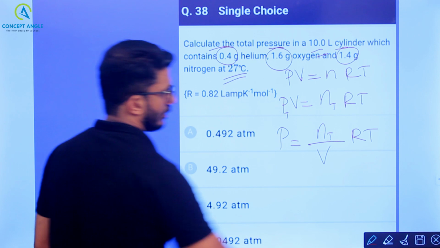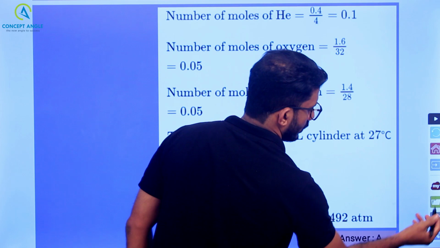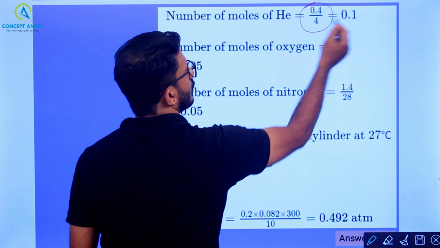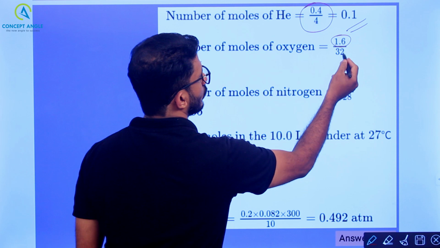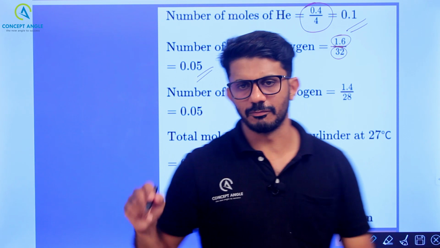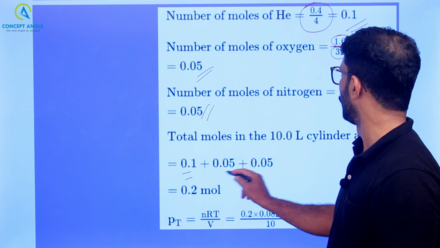And the solution we already explained, and this is the detailed solution. Number of moles of helium: 0.4 divided by 4, that is equal to 0.1. Number of moles of oxygen: 1.6 divided by oxygen molecule, so 32, that is equal to 0.05. Number of moles of nitrogen: 1.4, N2, that is 28, you will get 0.05. Total: 0.1 plus 0.05 plus 0.05, that is 0.2.